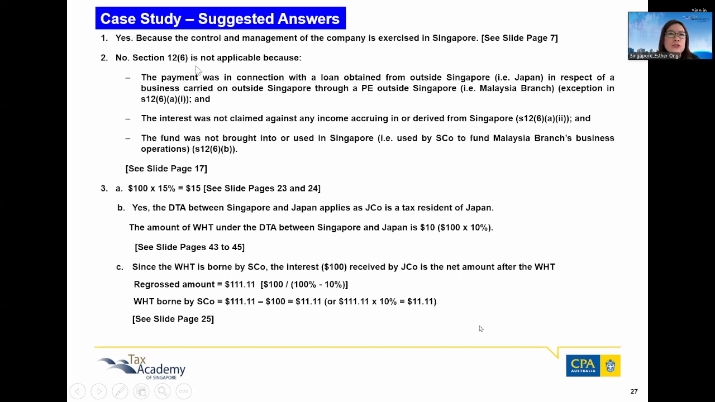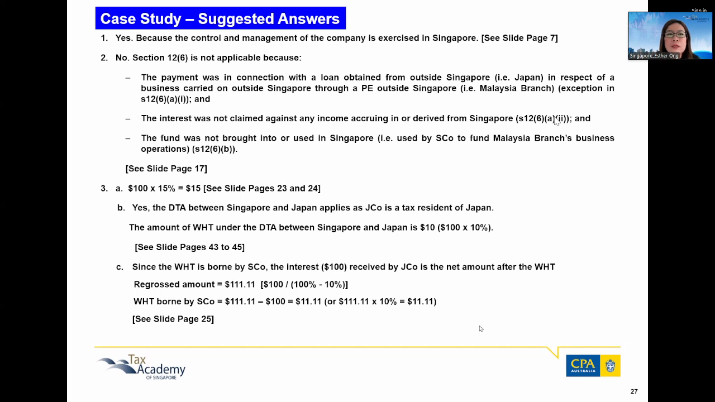Okay, the answer is no. Section 12(6) is not applicable. As I mentioned just now, when we apply Section 12(6), you look at whether it falls under the type of payment under 12(6)(a) or 12(6)(b), and then the relevant conditions. In this case, the payment was in connection with a loan obtained from outside Singapore in Japan in respect of a business carried on outside Singapore through a PE outside Singapore, i.e. the Malaysia branch. So this is the exception covered under Section 12(6)(a), condition 1. Basically it does not meet the condition for withholding tax. And then the interest was not claimed against any income accruing in or derived from Singapore. So the second condition in Section 12(6)(a) is also not met.